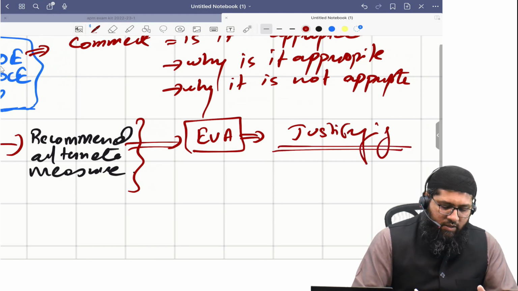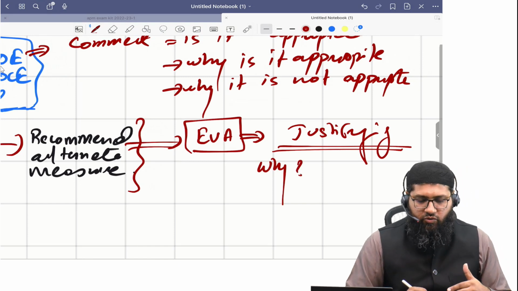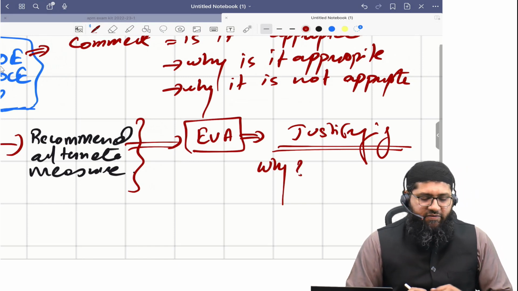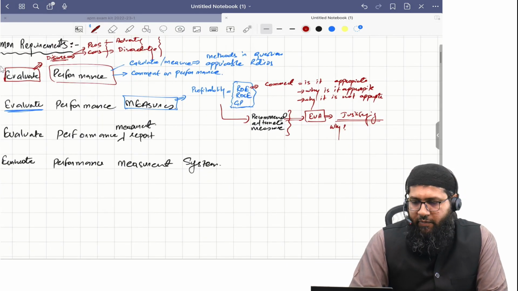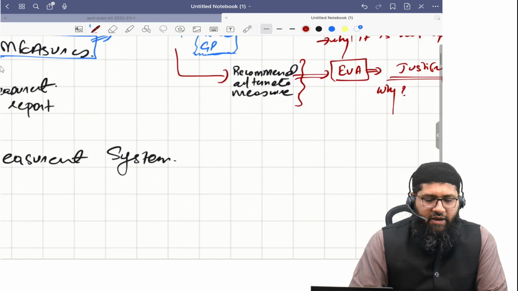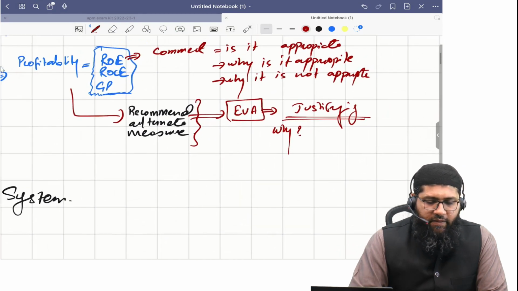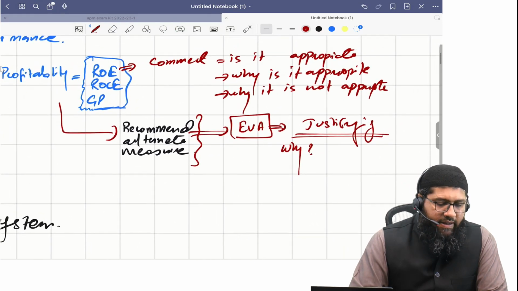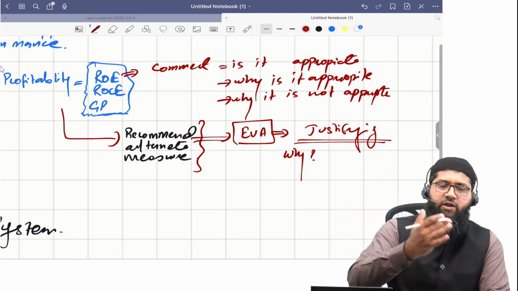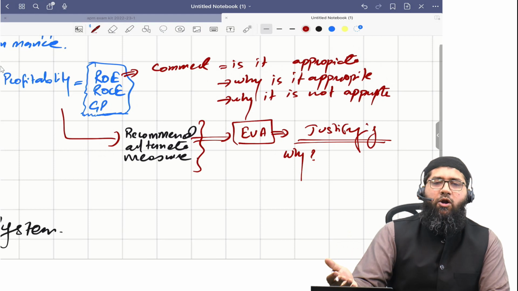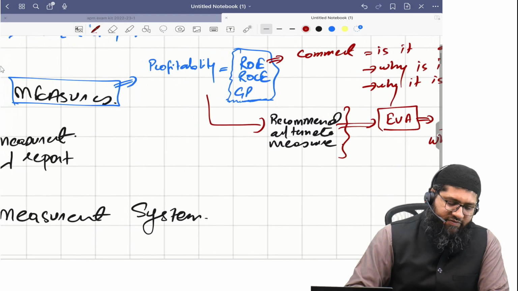You would actually be commenting why it should be used, why this is the measure to be used. You get my point? So basically what happens is that when we talk about the word evaluation of the performance measures, the examiner is asking us that, look, this is the measure. What you need to do is comment on this measure, and then after commenting on this measure, you got to at times recommend alternate measures also. That's what the examiner is suggesting.